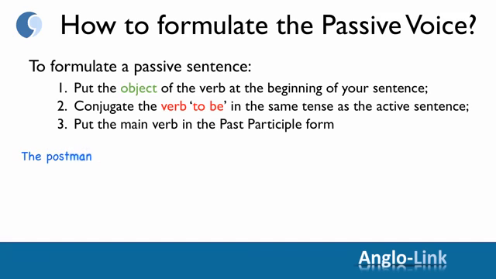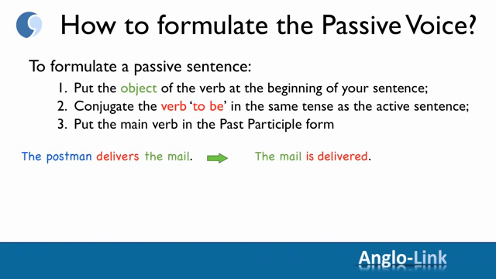For example, the active sentence is the postman delivers the mail. Get rid of the subject. Put the object at the beginning of your sentence. Conjugate the verb to be in the present simple tense, is, and put the main verb in its participle form. Delivered.